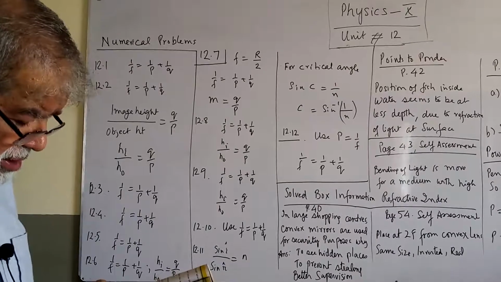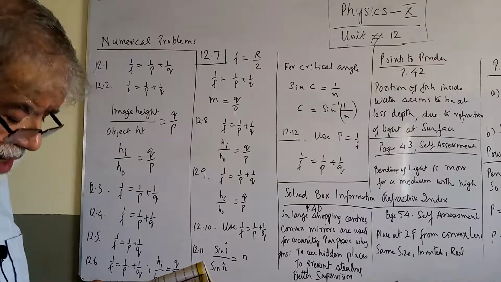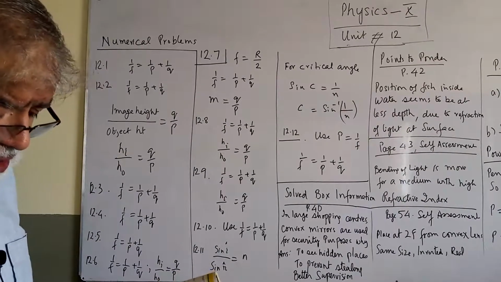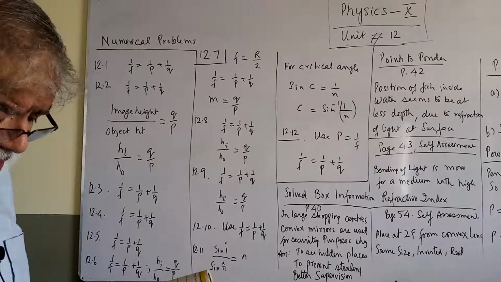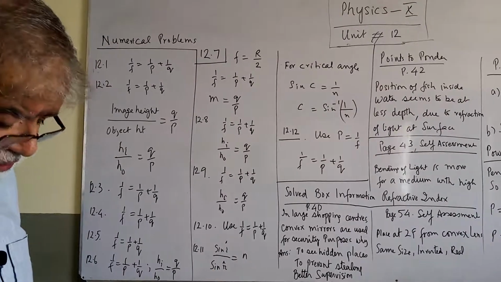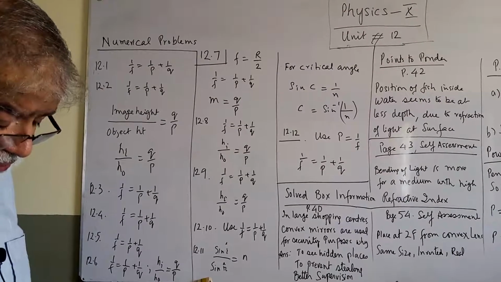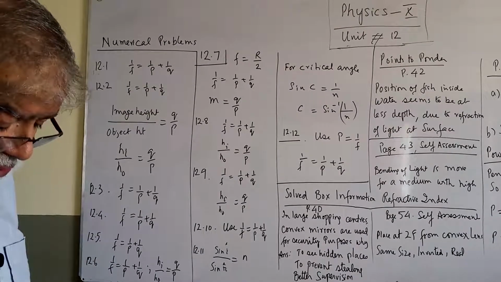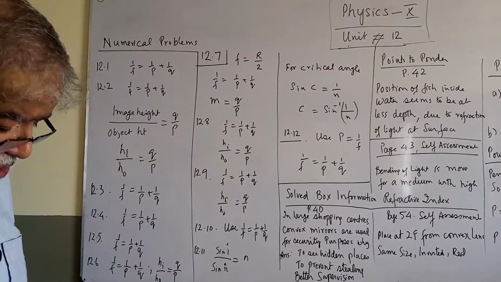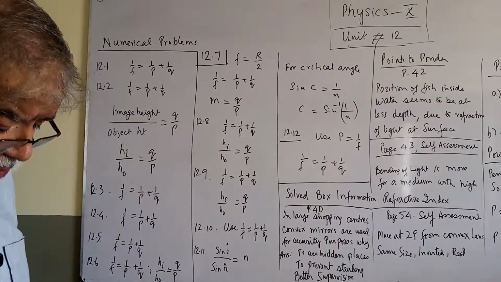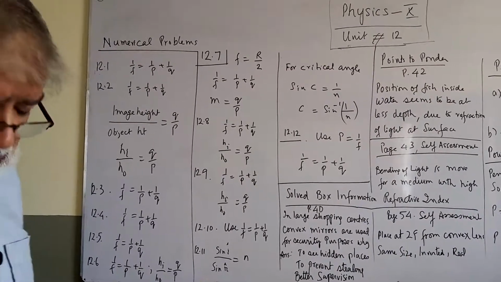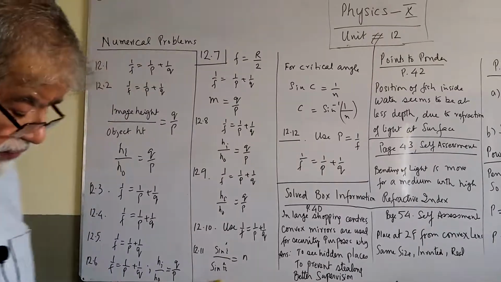12.11. A ray of light from air is incident on a liquid surface at an angle of incidence of 35 degrees. Calculate the angle of refraction if the refractive index of the liquid is 1.25. Also calculate the critical angle for the liquid-air interface.